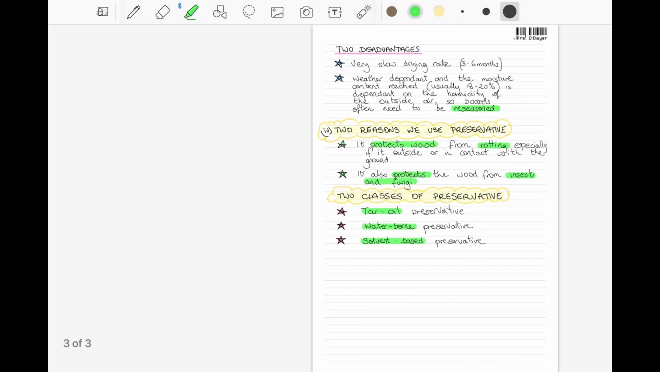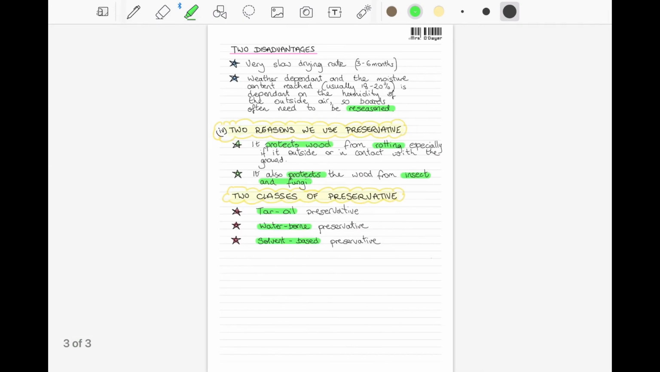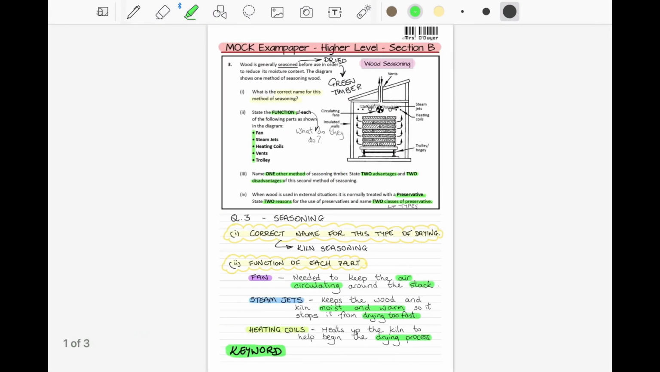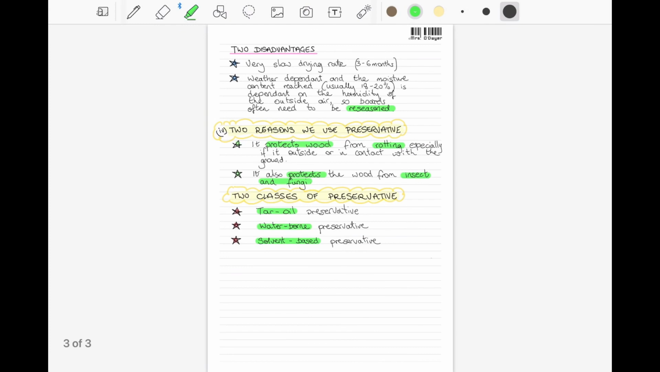And that concludes the mock question I gave you on seasoning. Check your copy. Make sure you haven't left anything out. In terms of the actual presentation of the question, make sure it's tidy, make sure it's easy to read, and get into the habit of writing out a question properly like that.